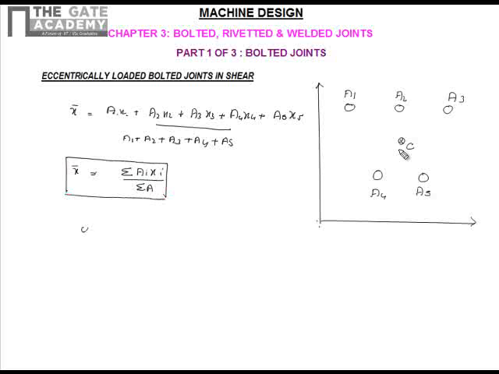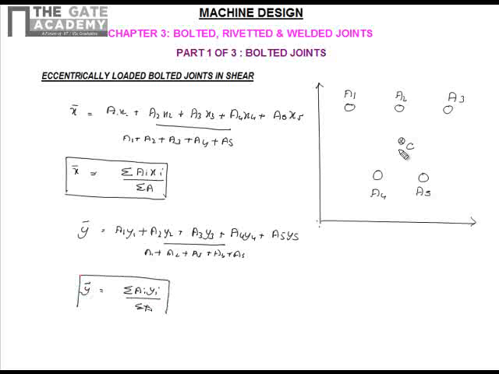Similarly, the y coordinate of the centroid is given as A1 y1 plus A2 y2 plus A3 y3 plus A4 y4 plus A5 y5 divided by A1 plus A2 plus A3 plus A4 plus A5, which can be written as sigma Ai yi divided by sigma A. Now this is the x coordinate and y coordinate of the centroid for the system of bolts shown in this figure.